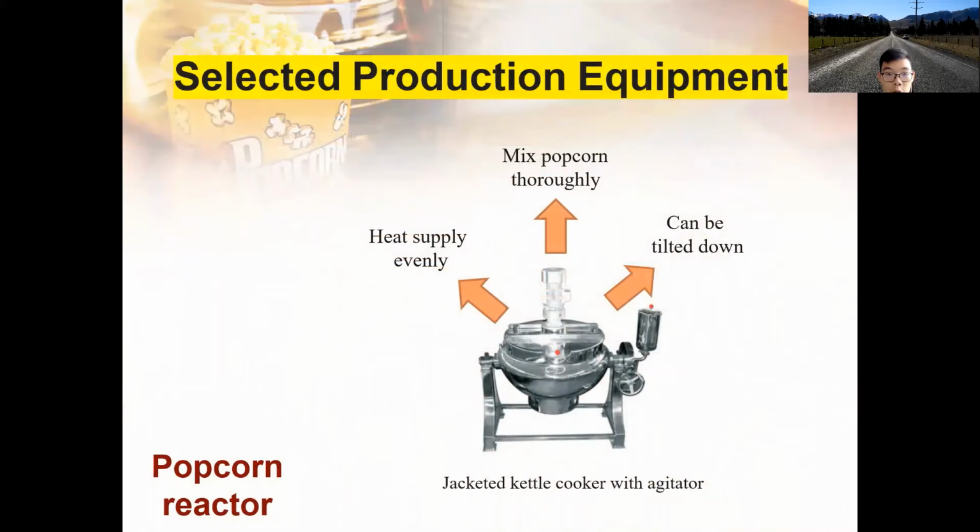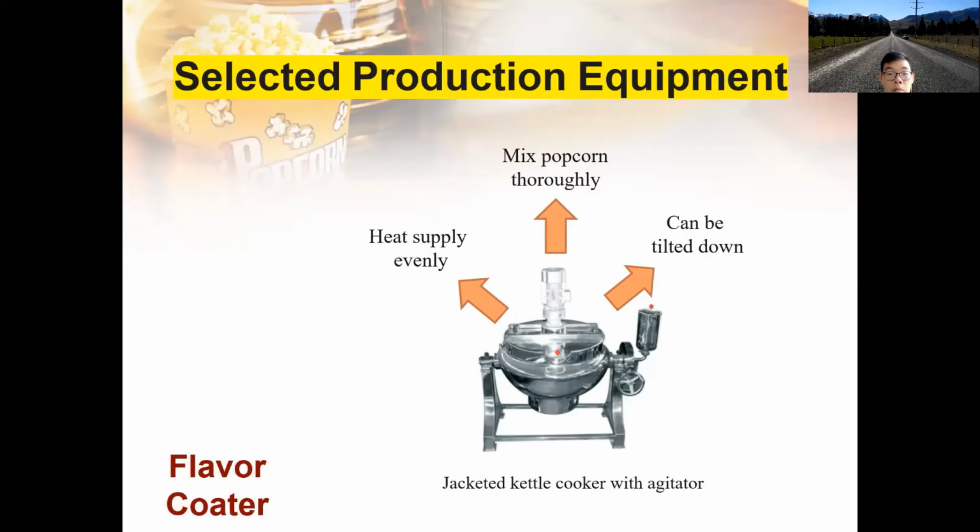Then on selected production equipment, for the popcorn reactor, the jacketed kettle cooker with agitator is selected due to various reasons. The jacketed kettle cooker can supply heat evenly towards the popcorn and oil, so it can pop evenly and thoroughly, and it can mix the popcorn thoroughly due to the agitator, so no popcorn will be stuck at the bottom or at any edge. Then the cooker can be tilted down to pour out the popcorn after the process has been completed.